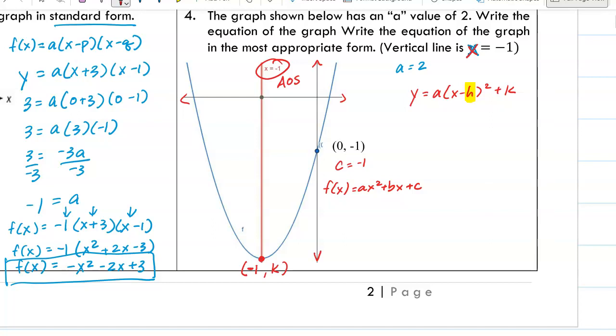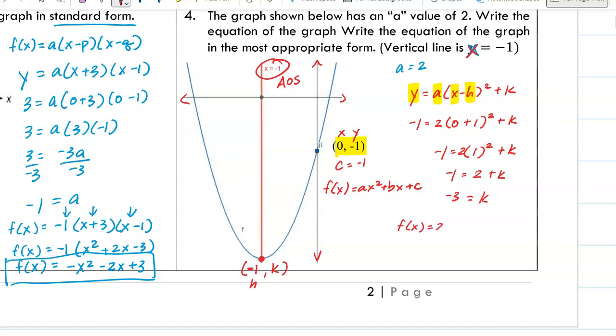Okay, and I know the a value. And using this point, I know an x and y value. So I can find the k value using that. Let's go ahead and fill this out completely. The a value is going to be 2. The x value is going to be 0, x and y. This is going to be the h value, x plus 1 squared plus k. So negative 1 equals 2 times 1 squared plus k, that's just 2 plus k, so k is going to be negative 3. So my function in vertex form is y = 2(x + 1)² - 3.